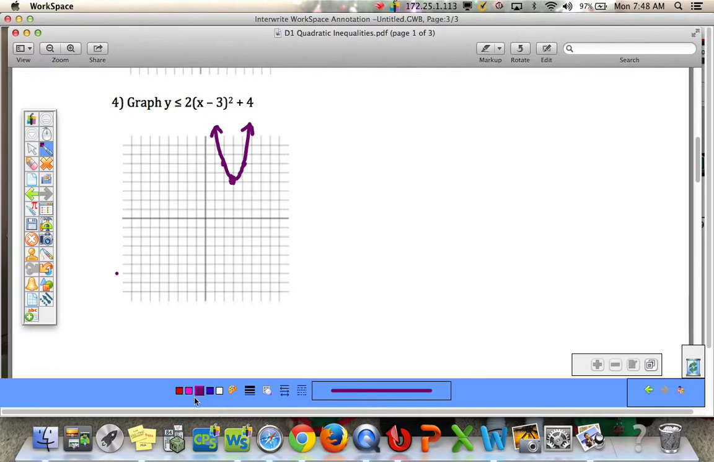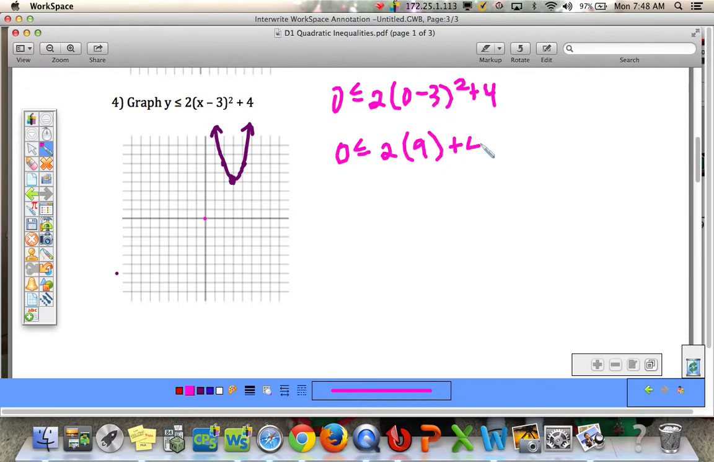Pick a point, test, and shade. Again, (0, 0) is pretty easy to test. Is 0 less than or equal to 2 times (0 minus 3) squared plus 4? Is 0 less than or equal to 2 times negative 3 squared, which is 9, plus 4? Is 0 less than or equal to 18 plus 4, which it is. So 18 plus 4 would be 22.